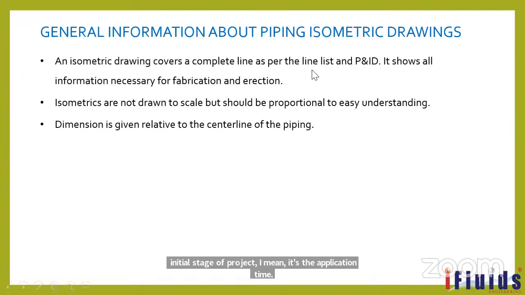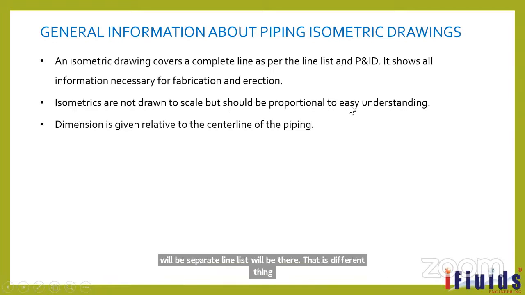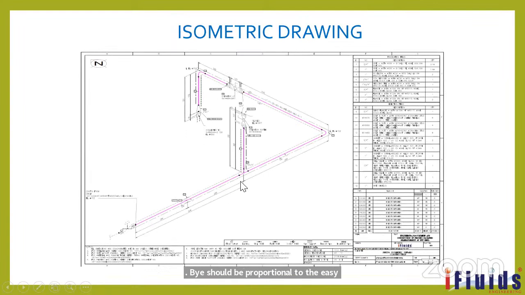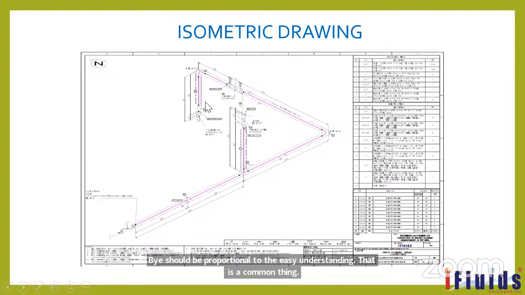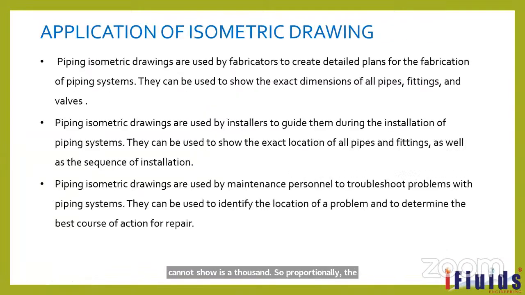So general information about piping drawings: it covers the complete lines as per the line list and P&ID. There will be a separate line list, that is a different thing. Isometrics are not drawn to scale, but should be proportional for easy understanding. That is a common thing. So here, if we have to show this one as 529, this one we cannot show as 1000. So proportionally the dimension will be there, for easy understanding purpose, even though it is not in scale.